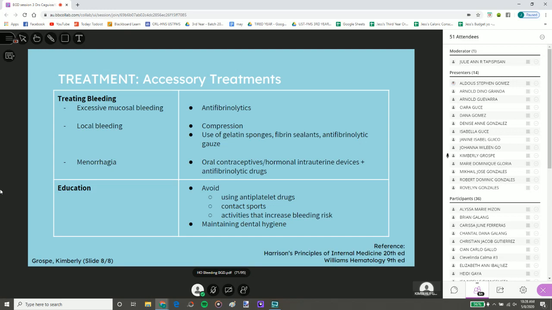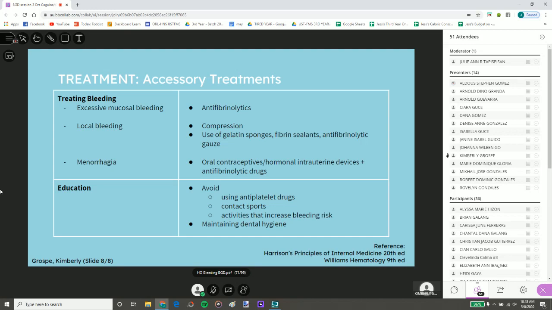And in the case of our patient who's experiencing menorrhagia, which is a common problem in patients with chronic ITP, we can recommend oral contraceptives or hormonal intrauterine devices with antifibrinolytic drugs. This would help reduce the excessive menstrual bleeding. However, we must also have them undergo a gynecologic evaluation of uterine problems.